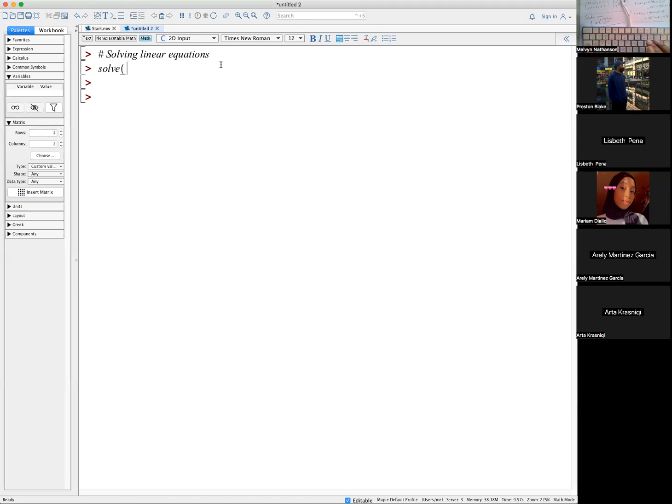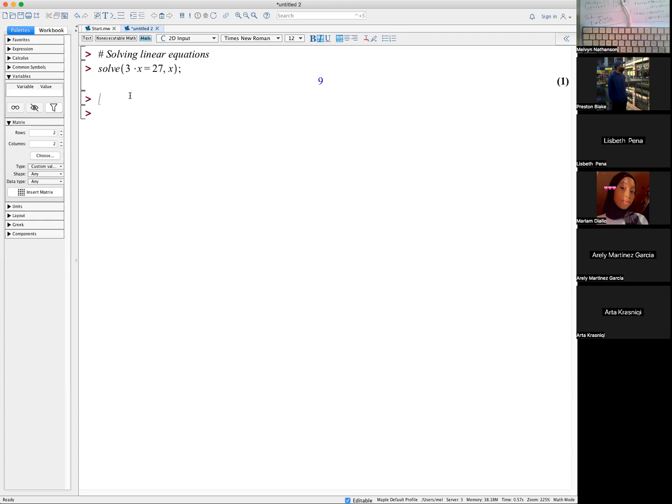If you have an easy equation like 3 times x equals 27, comma x, that means solve for x. When you multiply in Maple, you should put in a multiplication sign. This is 3 times x equals 27. Well, the solution is x equals 9. Right? That's pretty easy.